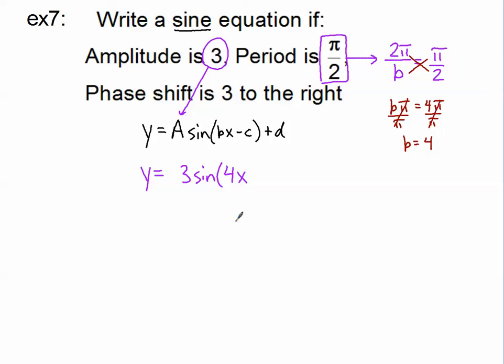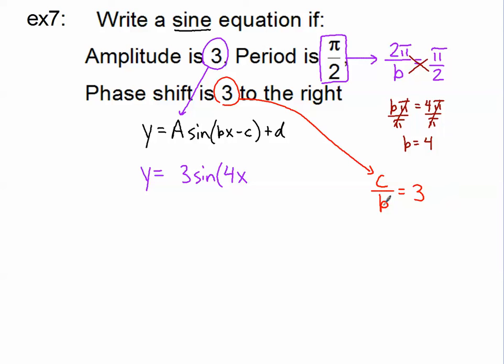Let's move on to C. C and B work together for our shift. And it says that our phase shift, that's another name for horizontal shift, is 3 units to the right. And that kind of gives it away that it was horizontal. So if 3 units to the right is what our shift is, and normally, well, always, C over B is what our shift is, C over B must be equal to 3.